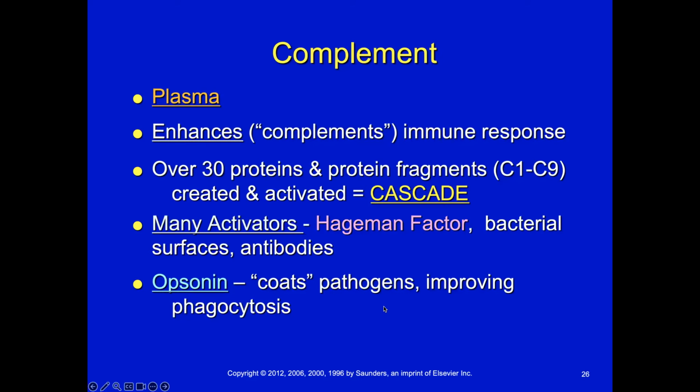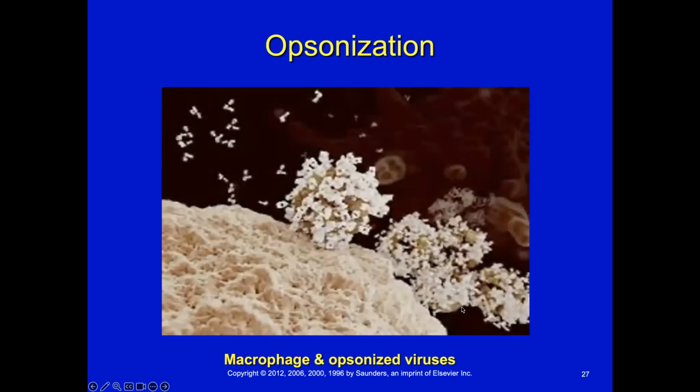There are many things that will activate complement. So we have the Hageman factor, we have bacterial surfaces, and even antibodies. And complement can also act as an opsonin. An opsonin is a substance that coats pathogens, and this improves the recognition and ability of phagocytosis to be performed by the cells. So it's an important way that phagocytosis is improved.